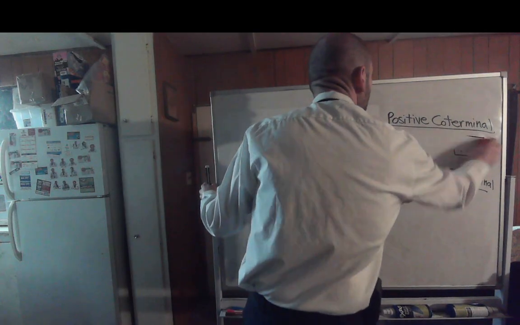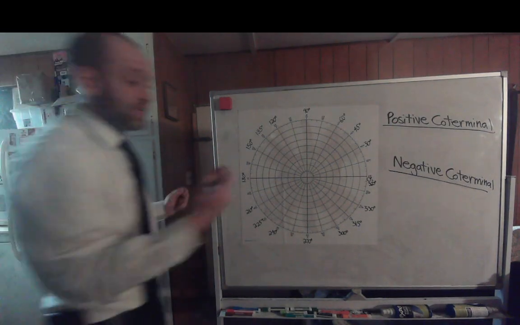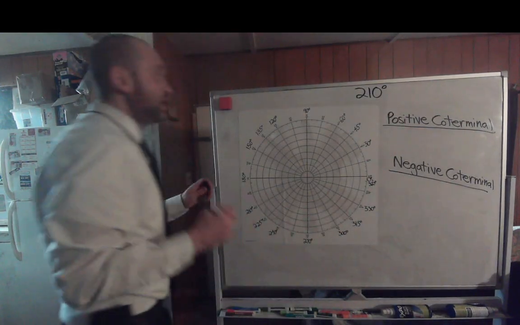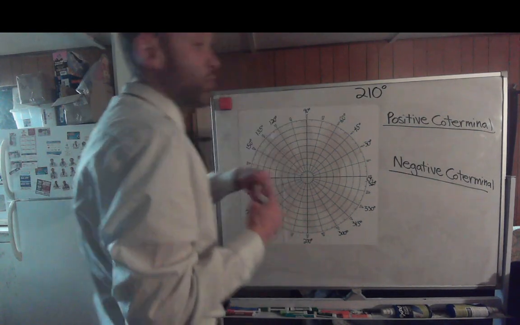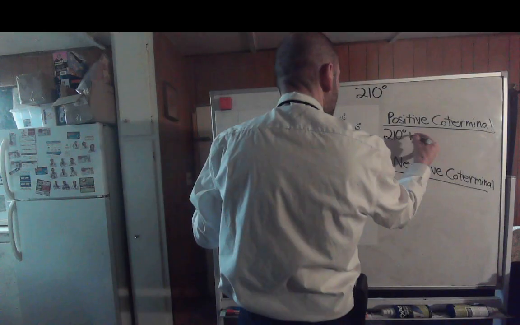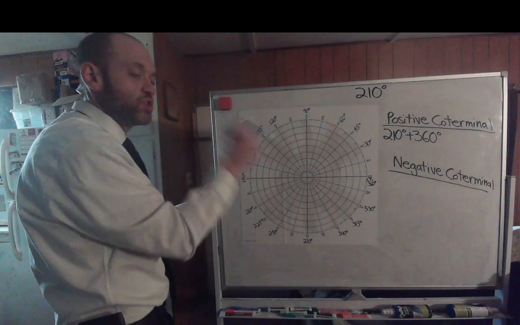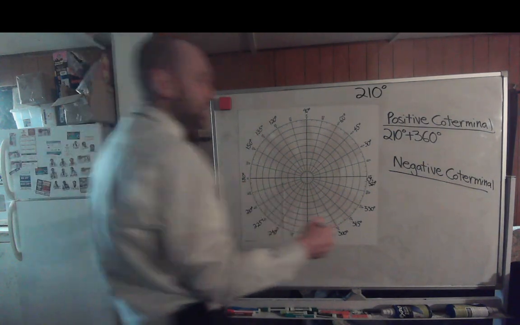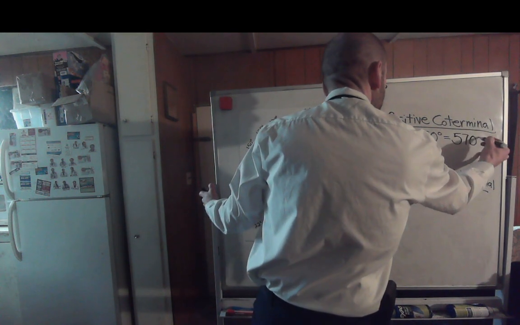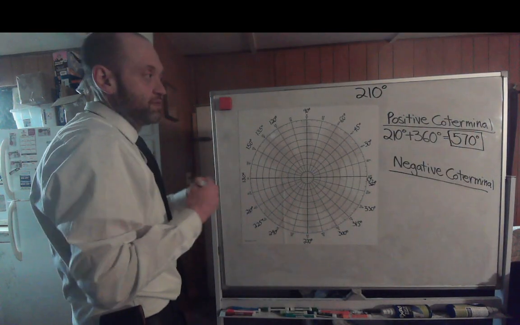All right, we got more. Now, let's say I have 210 degrees. I want to find a positive coterminal angle for 210 degrees. So take that 210 degrees, add 360 to it. We're going to go another positive revolution around the circle, which is counterclockwise. Well, this would give you 570 degrees. So 570 degrees is one of many positive coterminal angles.